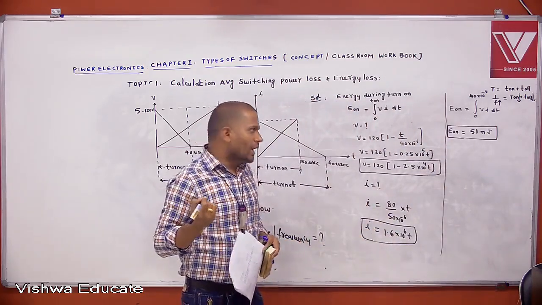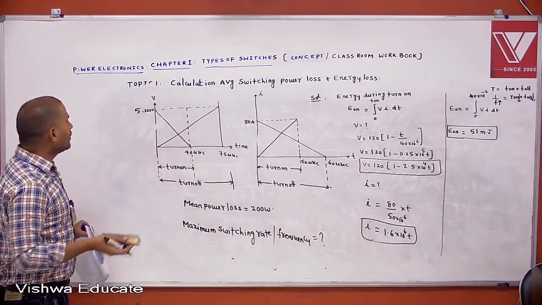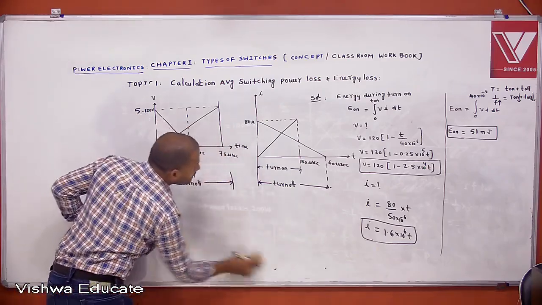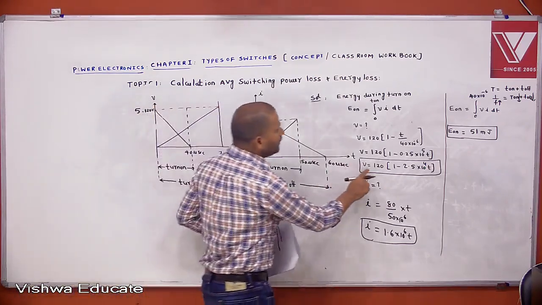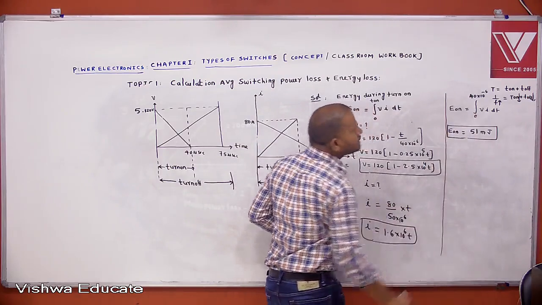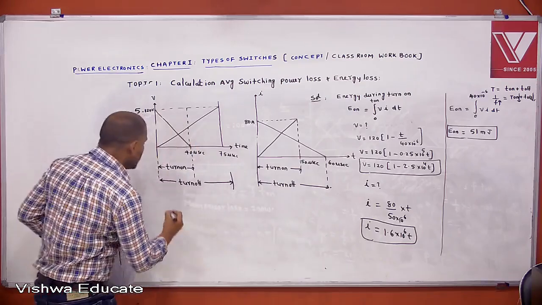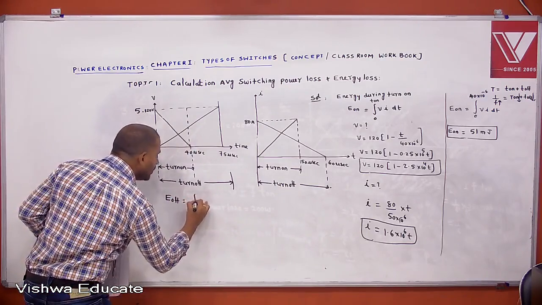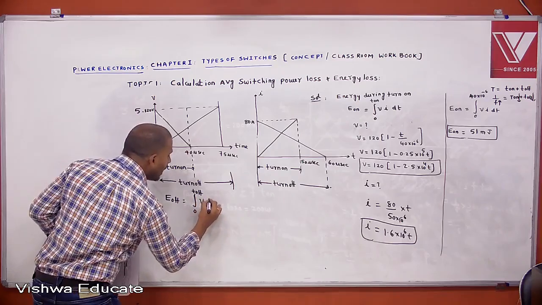Now similarly, I want to calculate the off state energy loss. Note down that one, on state energy loss. This V you know, substitute here. This I you know, substitute here. Then you can get on state energy loss equal to 51 millijoules. Then you want to calculate similarly the off state energy loss. Off state energy loss is equal to the integral from 0 to T off of V into I into dt.